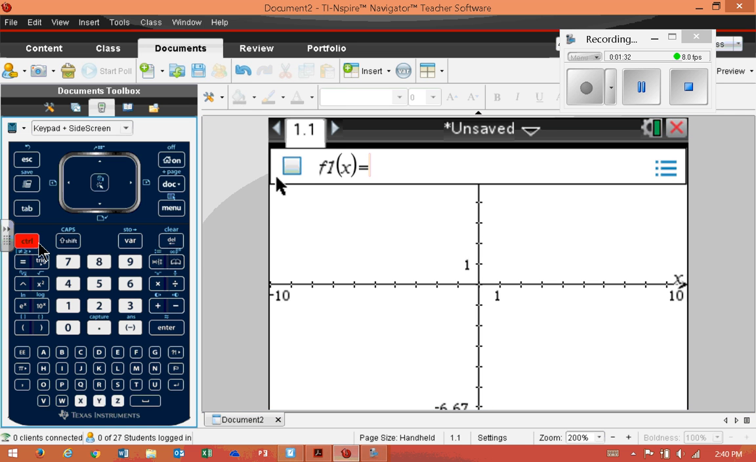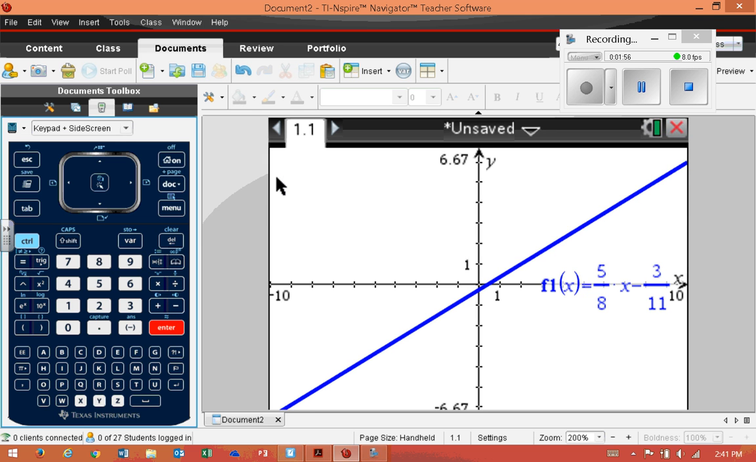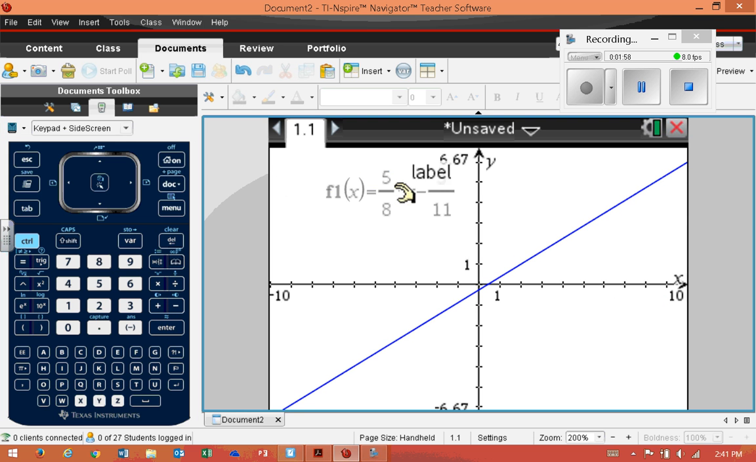Control divide for my fraction, and I believe it was 5/8 of x minus 3. Oh, I want to make that a fraction too. I don't necessarily have to, I just think it looks better. 3 over 11. And let's press enter, see what that looks like. Okay, so that's the graph of p of x, which is f1 of x in Inspire. It's nice that they're different colors too.